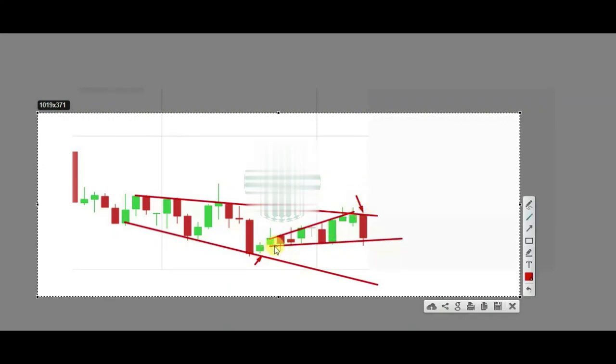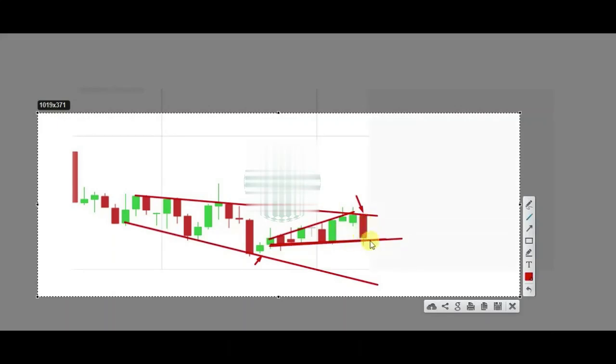You need to follow the price movement. Okay, this is a price movement because it didn't close as a horizontal line. It made a little up. So we need to draw the line accordingly.